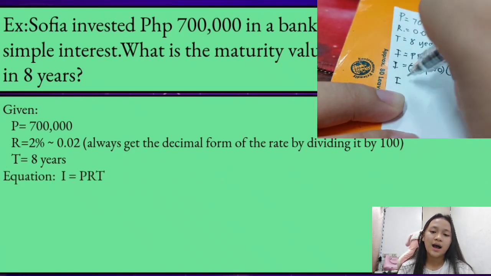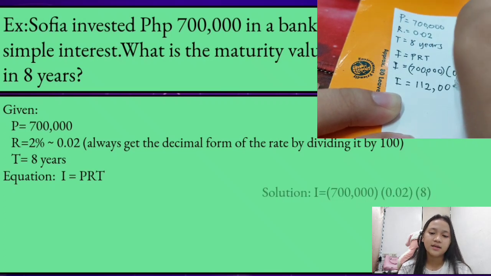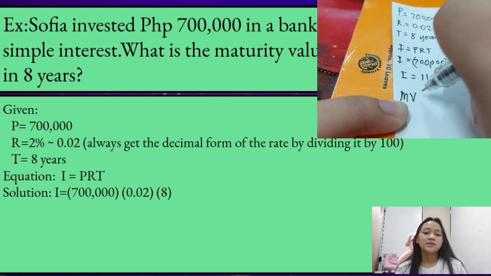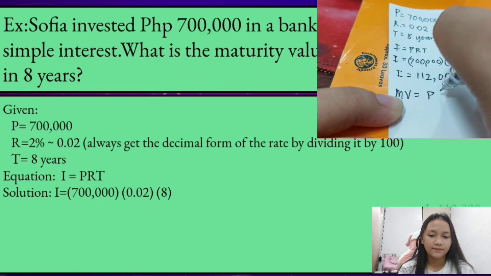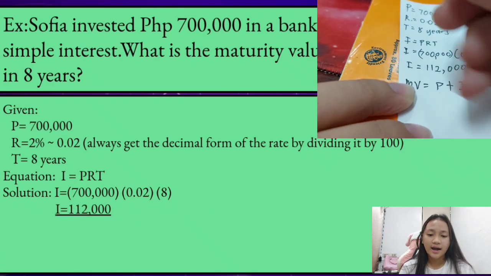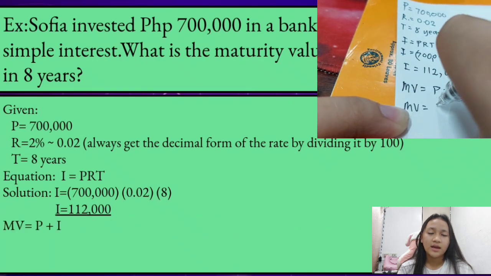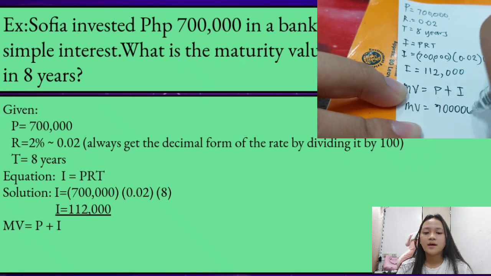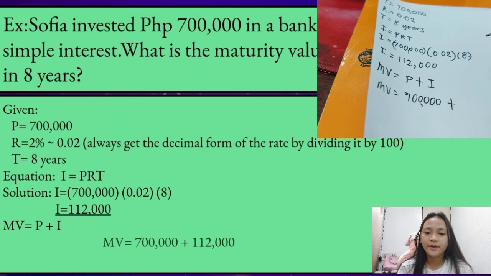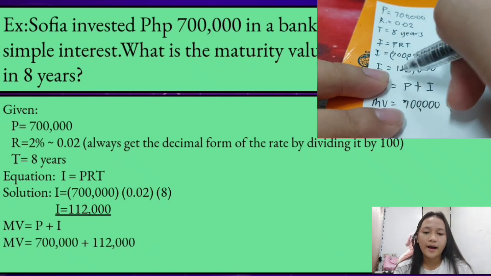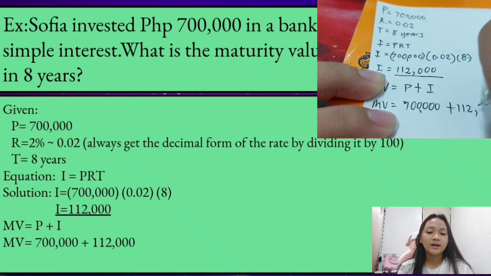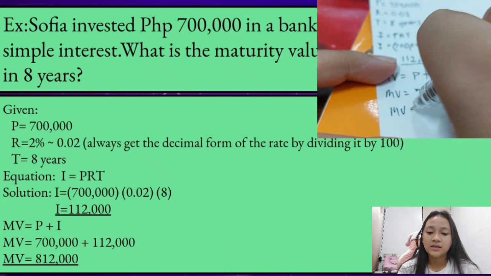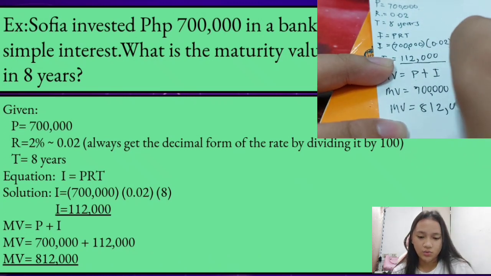And the equation is I is equals to P times R times T. The solution, substitute I is equals to 700,000 times 0.02 times 8. And the answer is I is equals to 112,000. And we need to get the maturity value. So the equation of the maturity value is P plus I. And our P is 700,000 and our I is 112,000. 700,000 plus 112,000 is equals to 812,000, and that's how you get the maturity value.